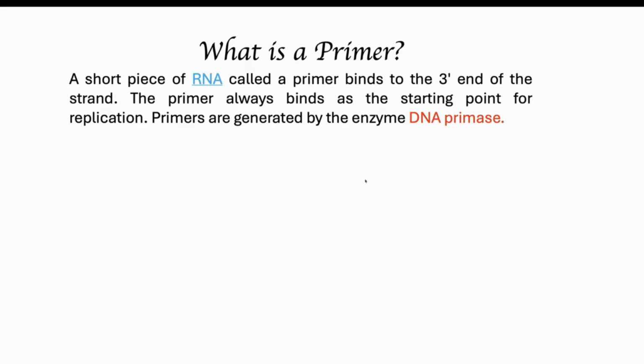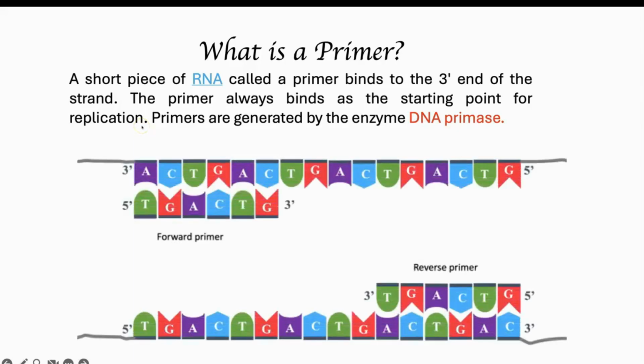So what is a primer? Primer is a short piece of RNA which binds to the 3' end of the parental strand. It is generated by the enzyme DNA primase, and it always binds at the starting point for the replication. In this picture you can clearly see the attachment of the primer.